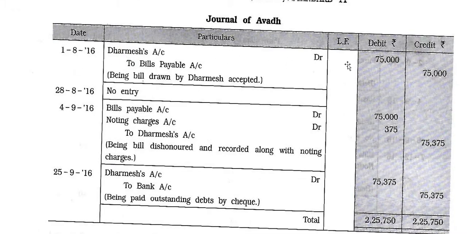1/8/2016. Dharmesh's account debit 75,000 to bills payable account 75,000. Being bill drawn by Dharmesh accepted. 28/8/2016. This is a transaction between Dharmesh and the bank, so in our journal there is no entry.